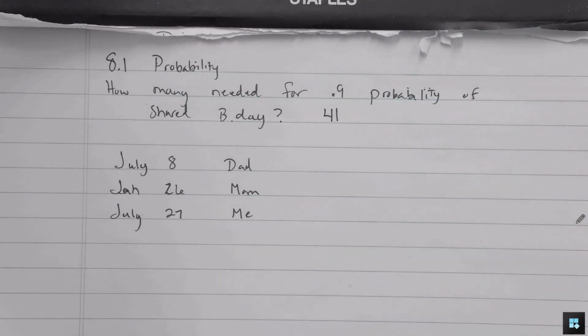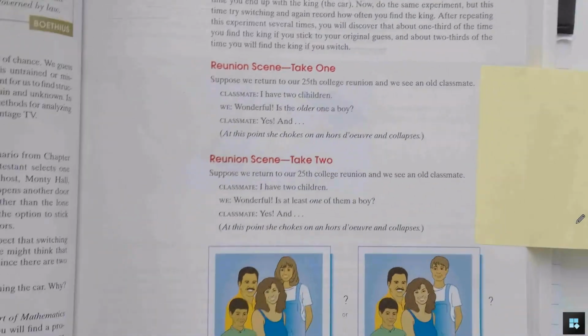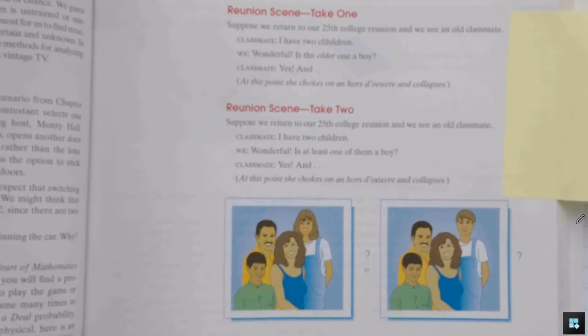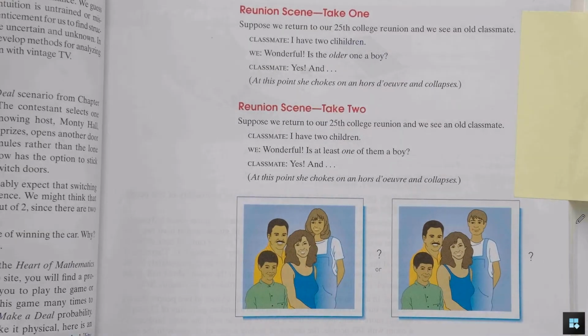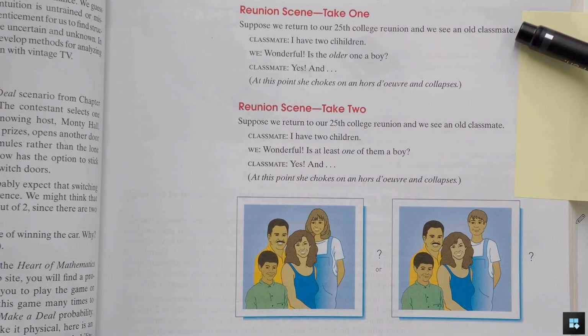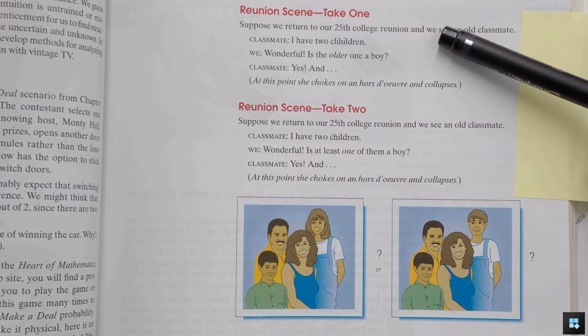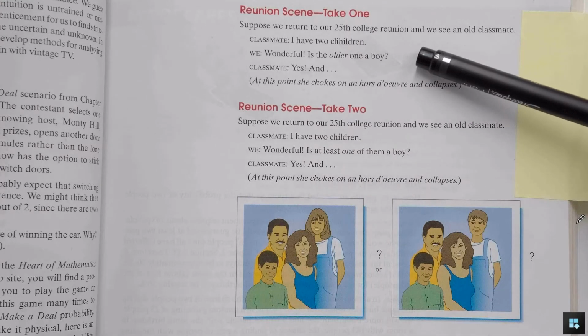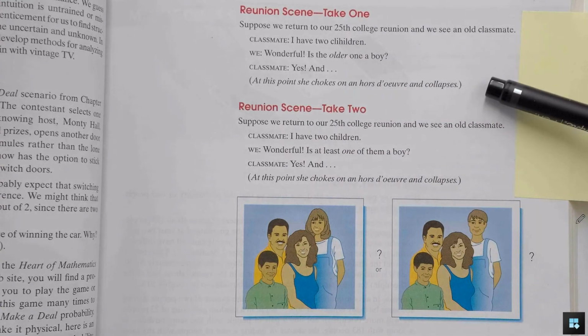The next situation we look at is in your textbook. It's a 25-year reunion. Suppose we return to our 25th college reunion and we see an old classmate. Classmate: I have 2 children. Wonderful. Is the older one a boy? Yes. And at this point, she chokes on an hors d'oeuvre and collapses. Oh no.